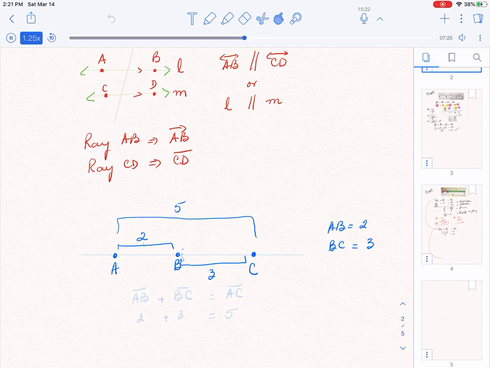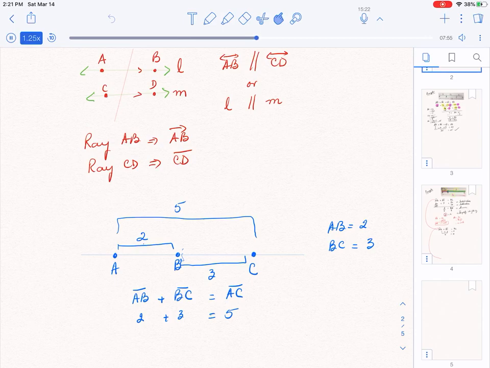How are we going to write it? Segment AB plus segment BC equals segment AC. It is very obvious because segment AB, 2, plus 3 will give me 5. Remember, segments give you a positive value. Any length of a segment, we always have a positive value.